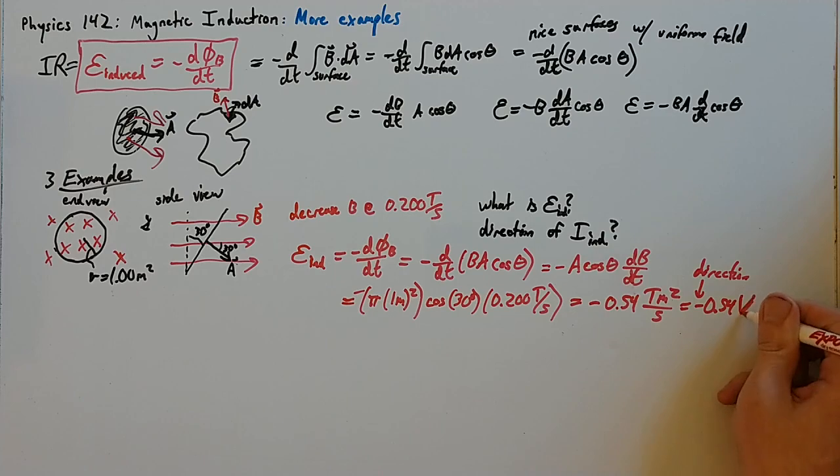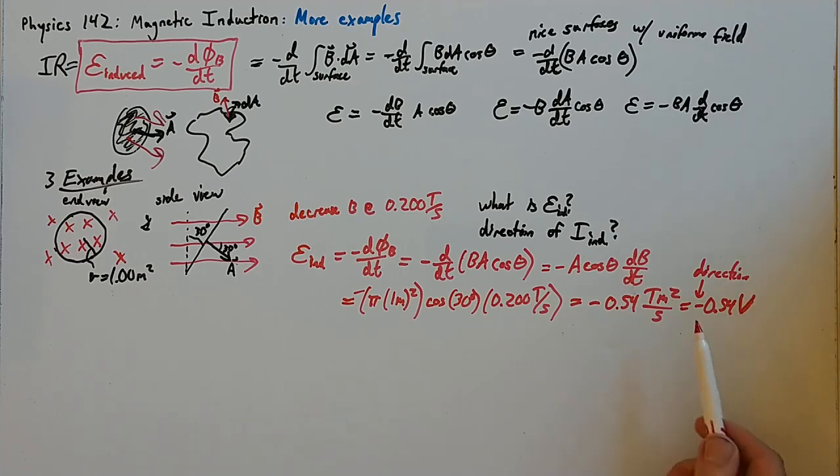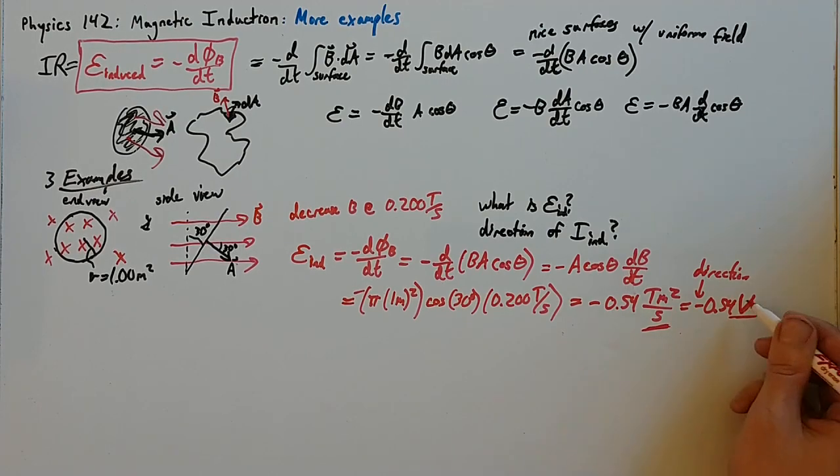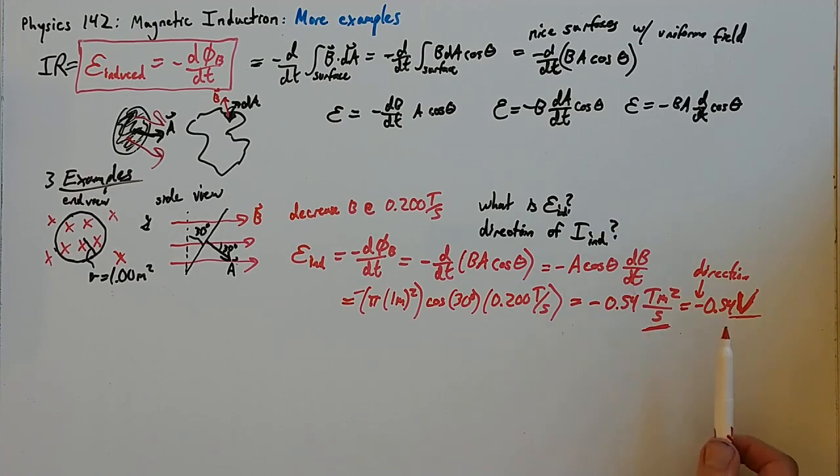And just an interesting thing to point out, Faraday's law actually tells us an interesting units relationship: that 1 Tesla meter squared per second must be 1 volt. These things are the same. And so that's an interesting relationship to know about. All right, so this is all well and good.